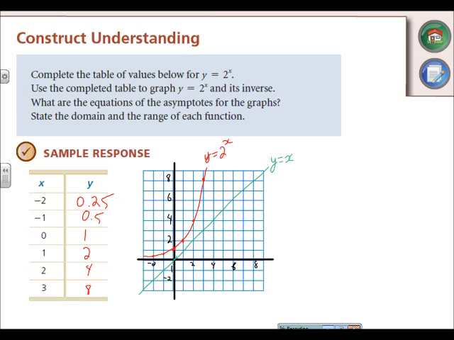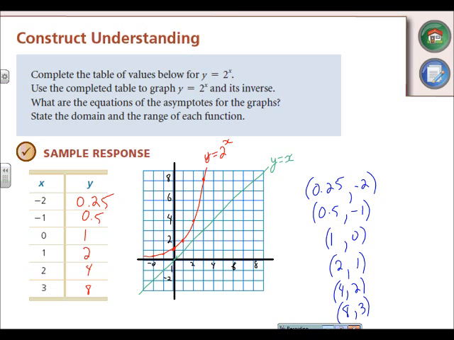So now to plot those points, instead of negative 2, 0.25, we're just going to do the inverse: 0.25, negative 2. And do that with all of the points. So we've flipped all the x's and the y's on all the points there now. Let's plot them and connect the dots. There's all the points. And connecting them, we get that blue graph. Notice here, we're doing the inverse, x equals 2 to the y.